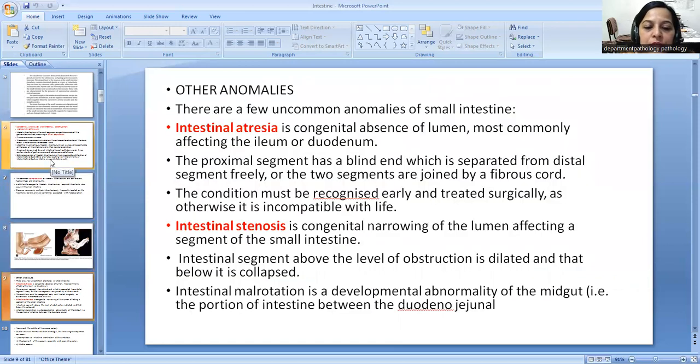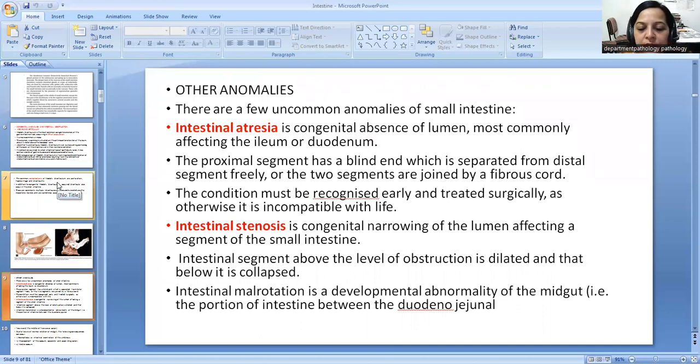Other anomalies, there are a few uncommon anomalies of the small intestine. Intestinal atresia, which is a congenital absence of lumen, most commonly affecting the ileum or duodenum. The proximal segment is a blind end which is separated from distal segment freely, or two segments are joined by a fibrous cord. Intestinal stenosis is congenital narrowing of the lumen affecting a segment of the small intestine. Intestinal segment above the level of obstruction is dilated and that below it is collapsed.